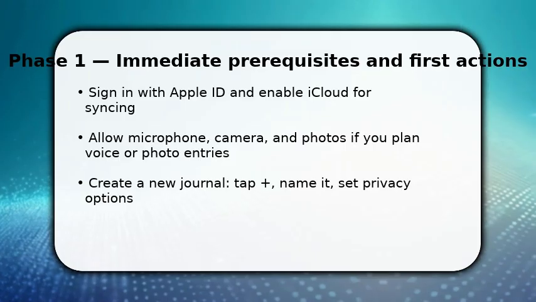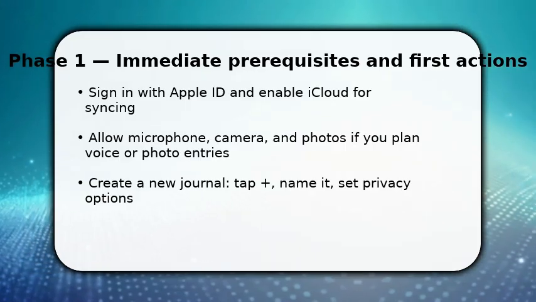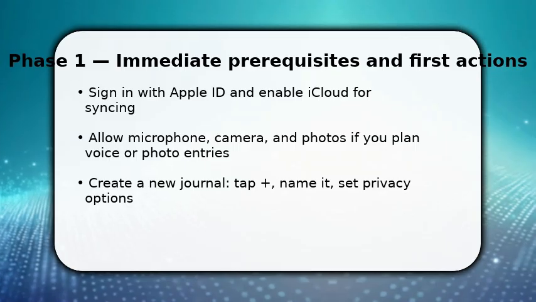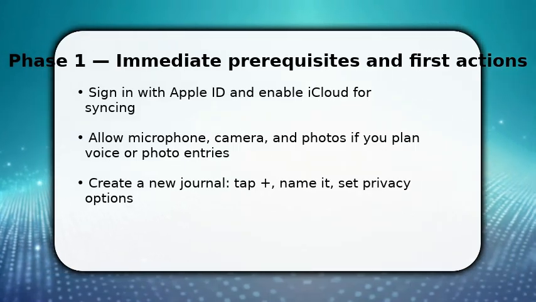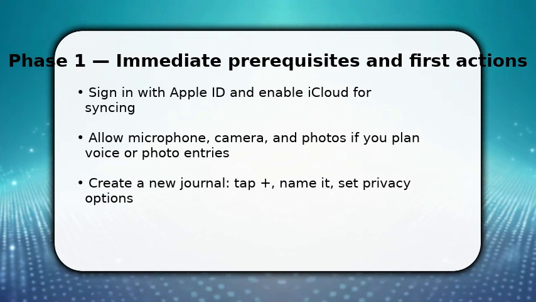Once the journal exists, make your first entry. Choose text or voice, add a photo if useful, and save. Make sure autosave is on. This prevents lost drafts if the app closes unexpectedly.